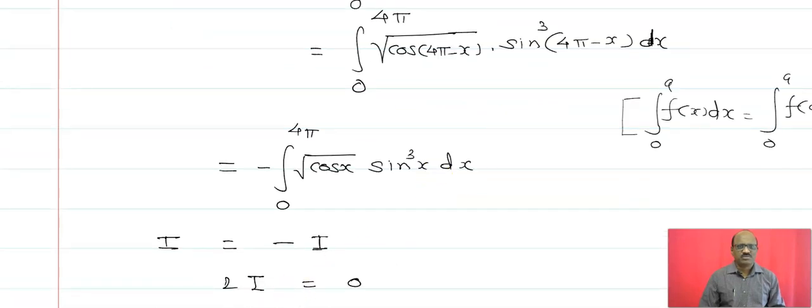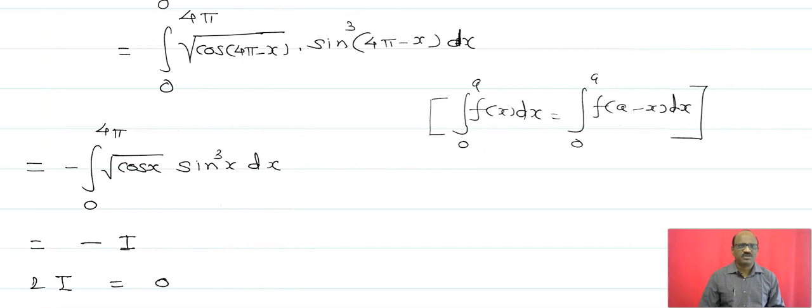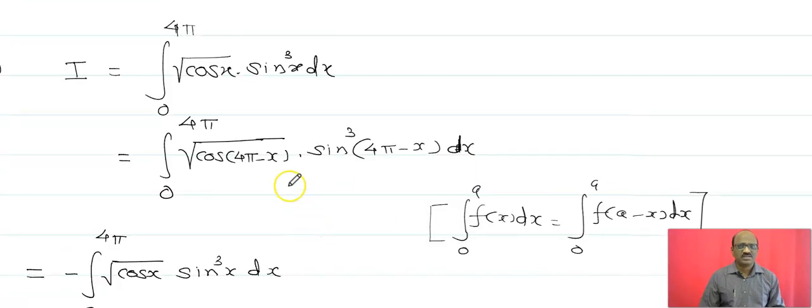This is a property from the definite integral. What was that property? Integral 0 to a of f of x dx equals integral 0 to a of f of a minus x dx. Where I am applying this property: integral 0 to 4 pi root of cos of 4 pi minus x into sine cube of 4 pi minus x. What about the cos of 4 pi minus x? That becomes cos x. And sine cube of 4 pi minus x.